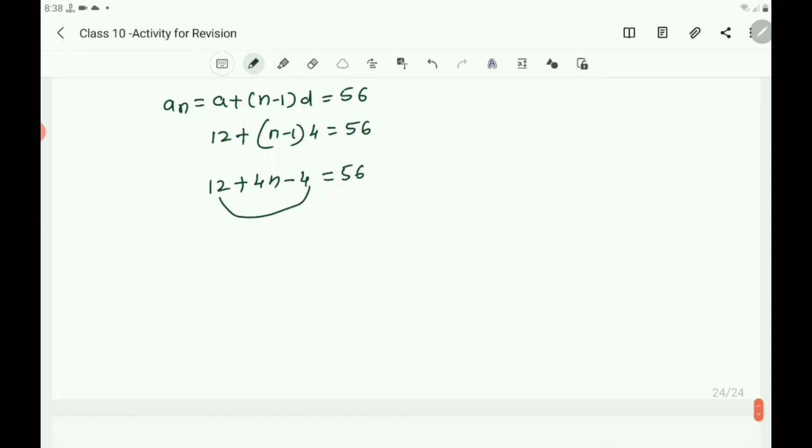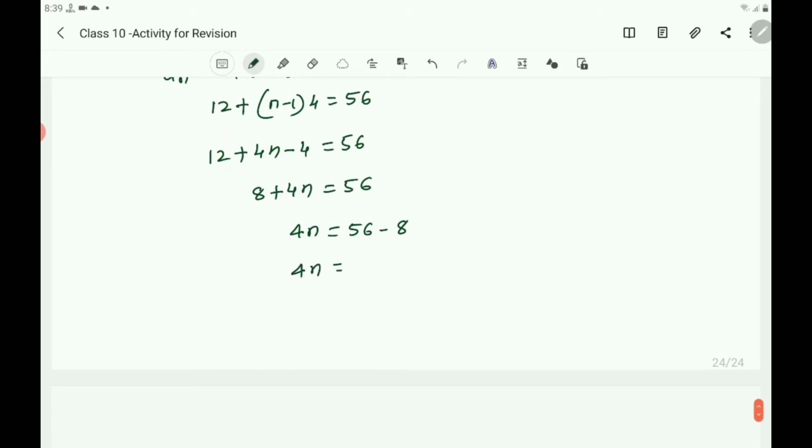Then 12 minus 4 is 8, and plus 4n, that equals 56. Then you transfer 8 to the RHS, so you will get 4n equals 56. When 8 is transferred, what you will get? Minus 8. Then 4n equals 56 minus 8 is 48. You know that 48 plus 8 is 56. So 56 minus 8 is 48. Then n equals 48 by 4.